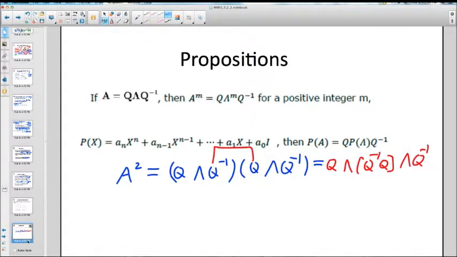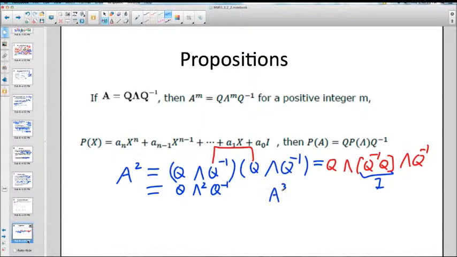What is this Q times Q inverse? It's I, right? You don't need to care about the I. That's Q inverse, that's I, and it does not change anything. Okay, A squared equals Q lambda squared Q inverse.